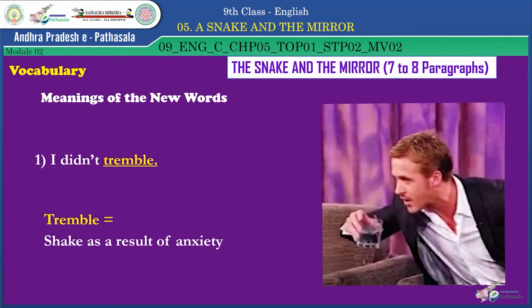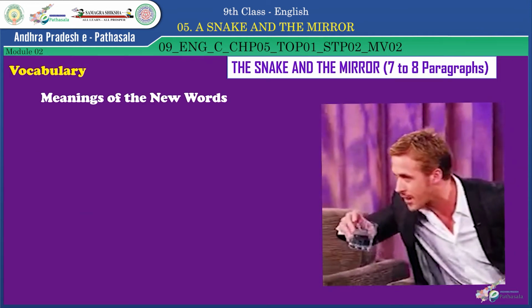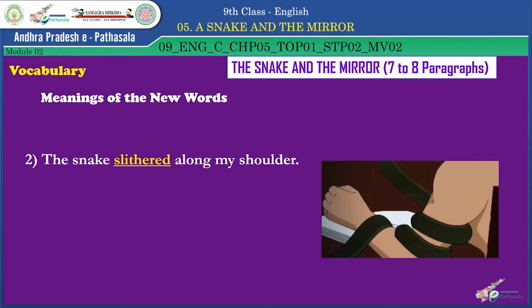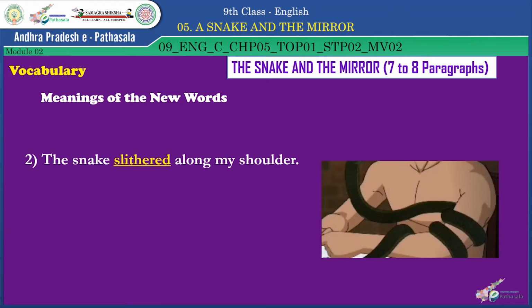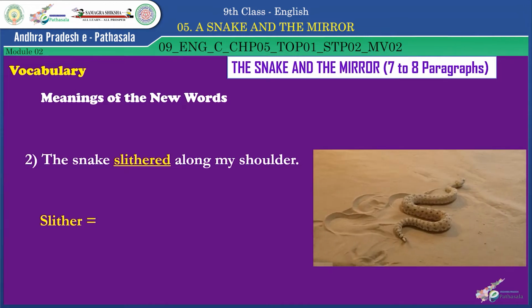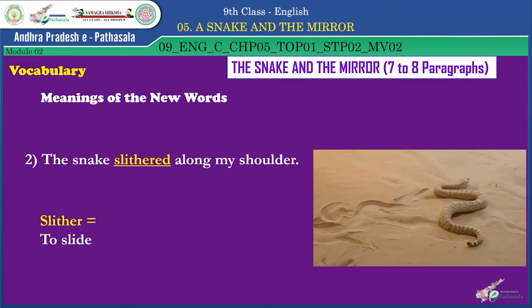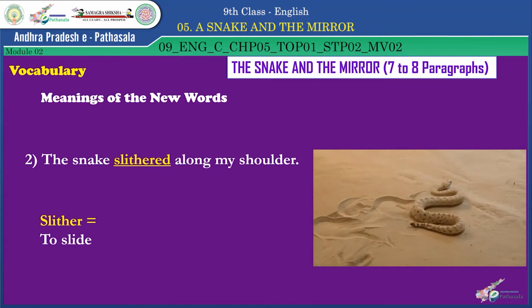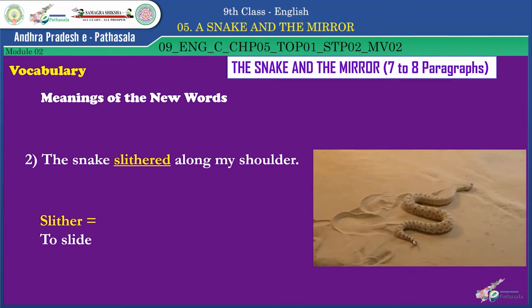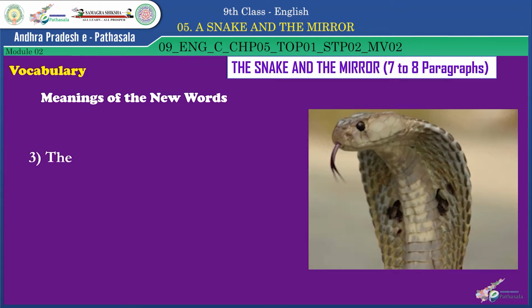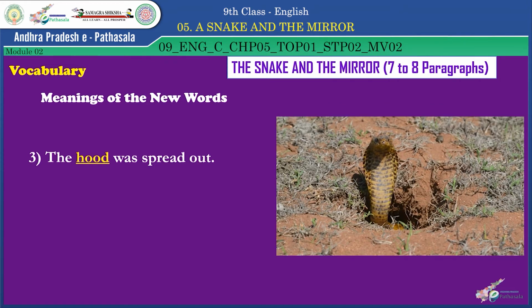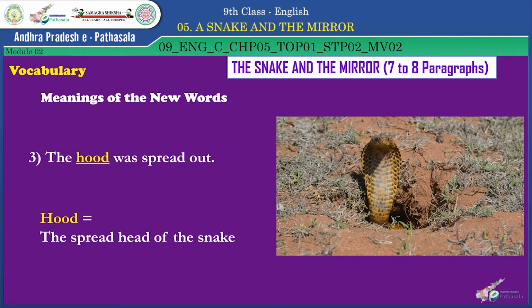The second sentence I want to take here is, the snake slithered along my shoulder. The new word from this sentence is slithered. The meaning of slither is to slide. See, children, how the snake is sliding. The third one, the hood was spread out. My God, how scary the hood is. The meaning of hood is the spread head of the snake.